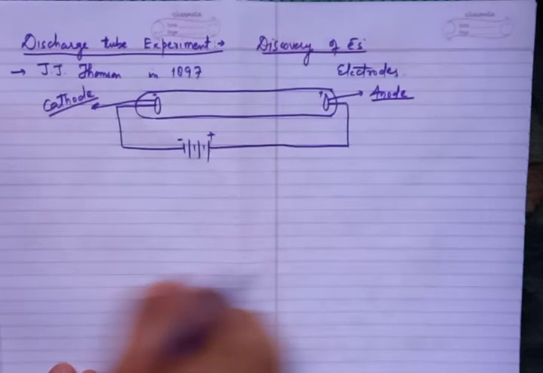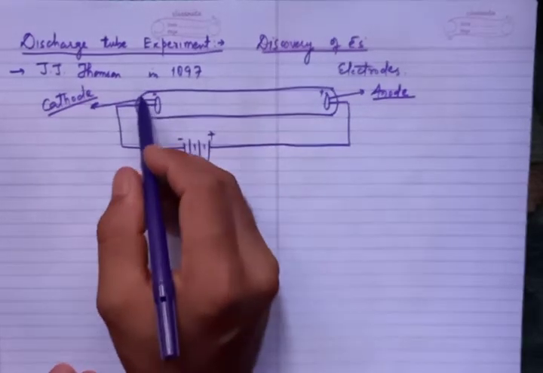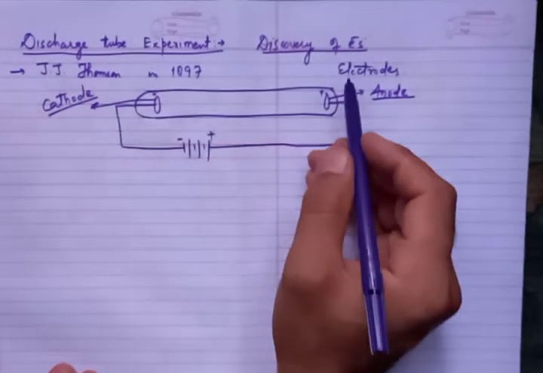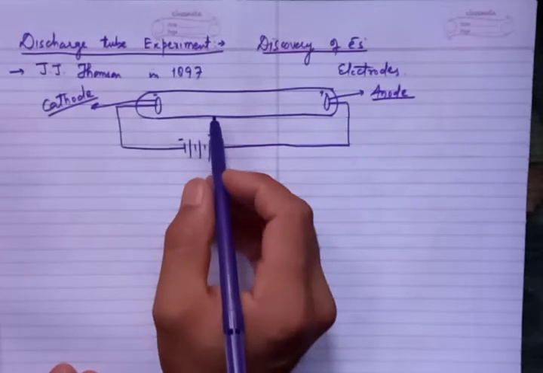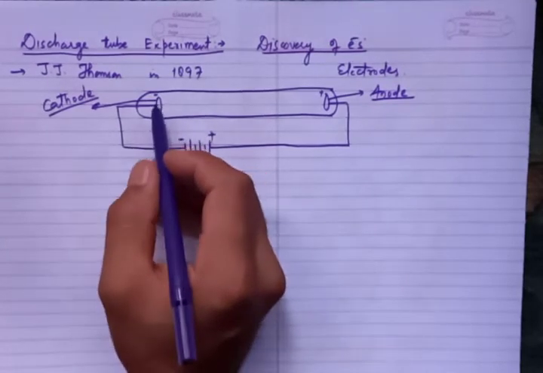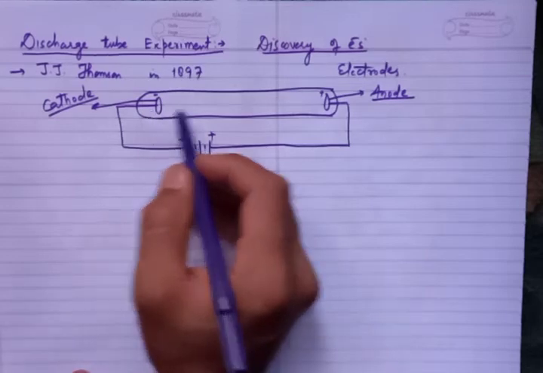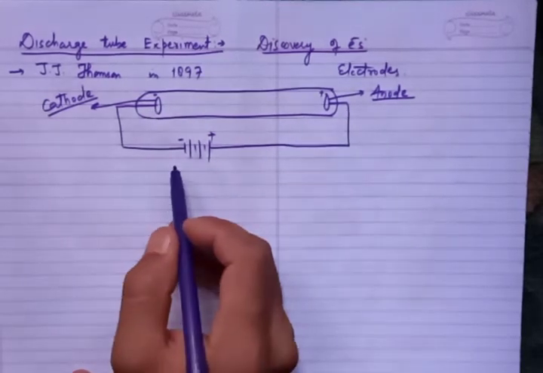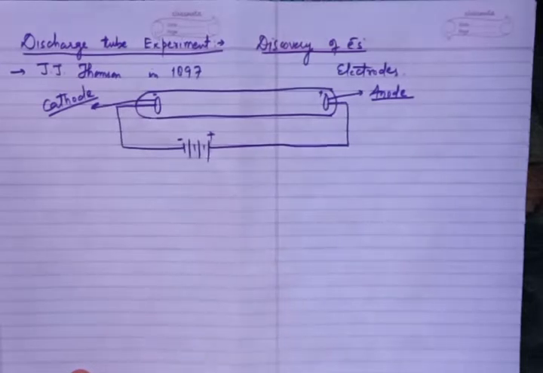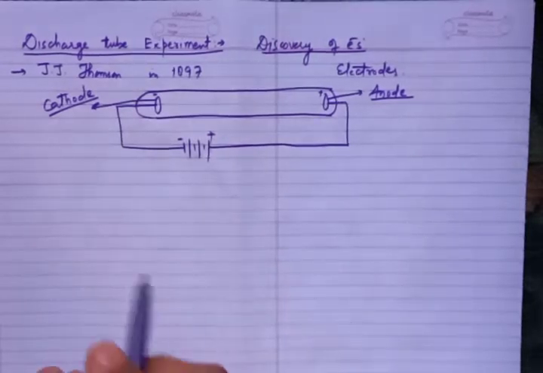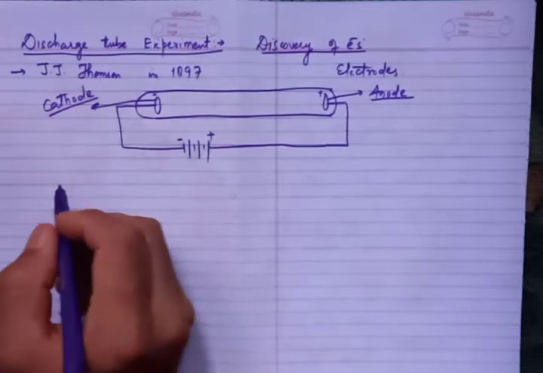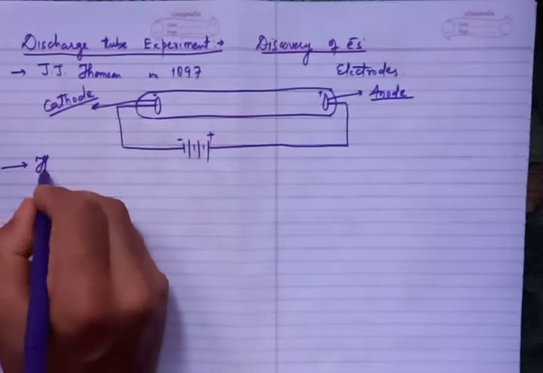So this is a simple discharge tube. A discharge tube is a glass tube closed at both ends. It has two circular metal plates sealed in it, which are connected to the two terminals of a high voltage battery. In the discharge tube experiment, what did Thomson do?